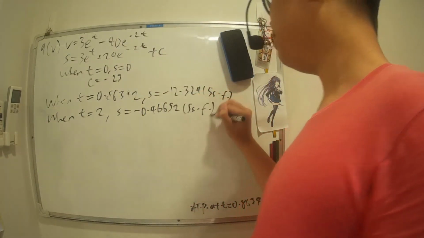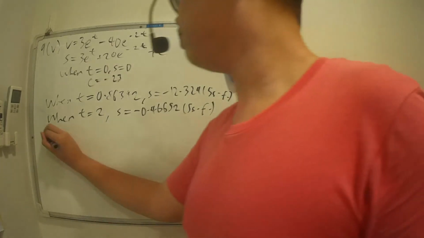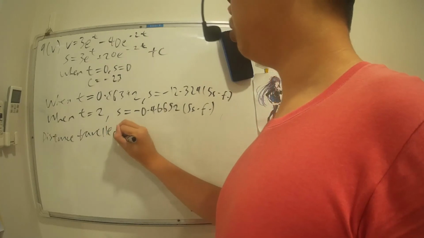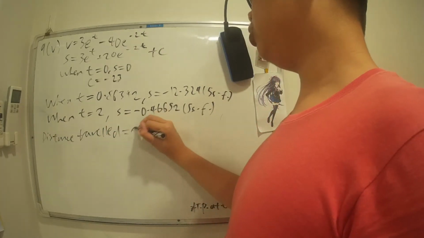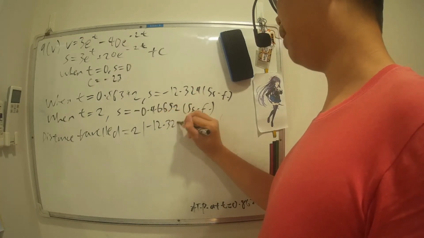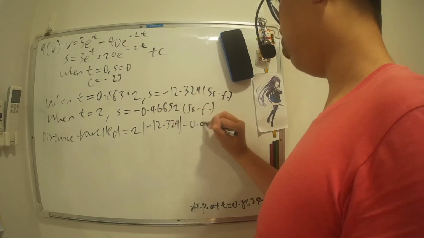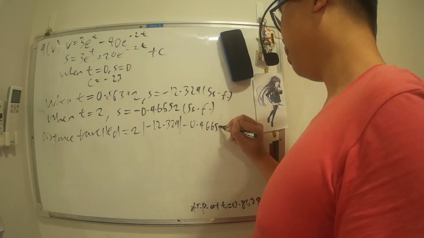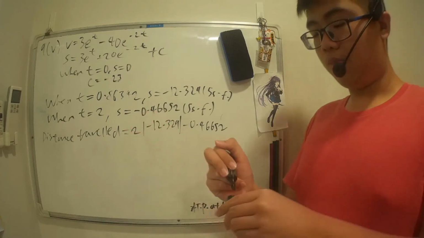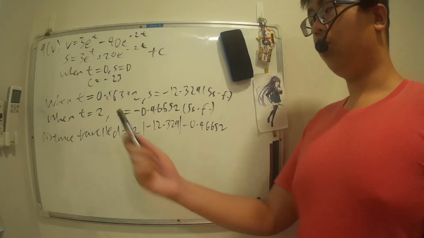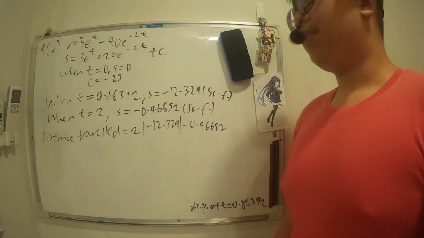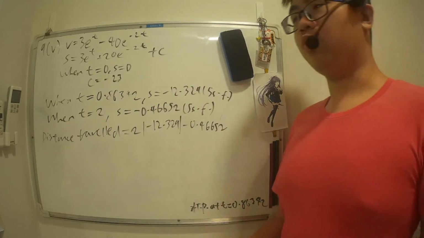5 SF. So the total distance traveled, what is it equal to? It's going to be equal to 2 times the modulus of this, minus 12.329, minus 0.46652. And of course, you will be wondering why. Well, it's because when we go down the first time, when we go from 0 to this thing, we are going to actually go in a negative displacement, right? But we must take the modulus, so the total distance will be positive.